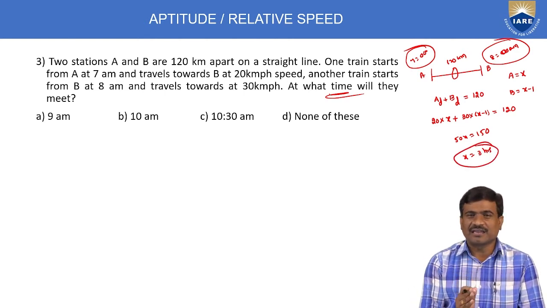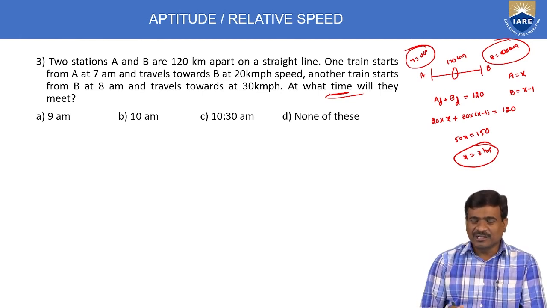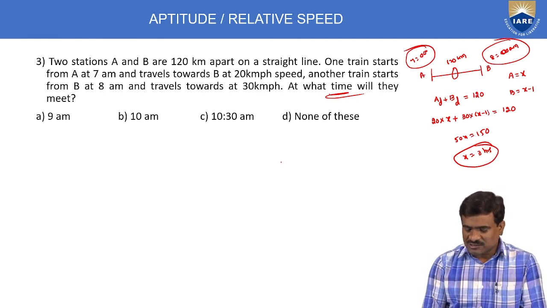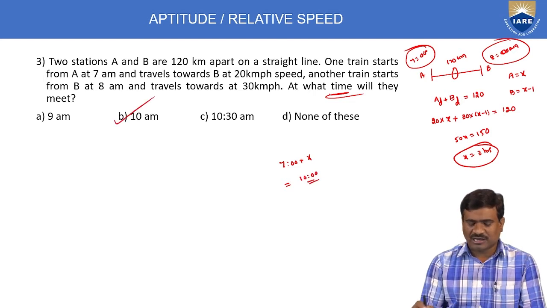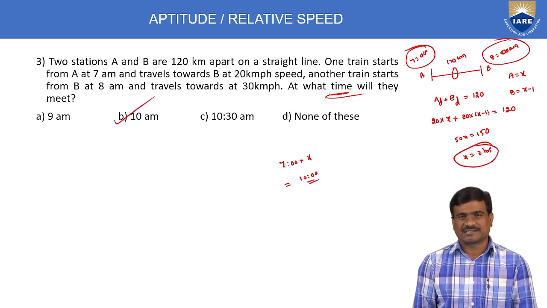Suppose we consider A. The meeting time is after X hours. To find the meeting time, A's starting time is 7 am plus X hours. 7 plus 3 is 10, 10 o'clock. So option A is correct. Option B, 10 am, is also correct.